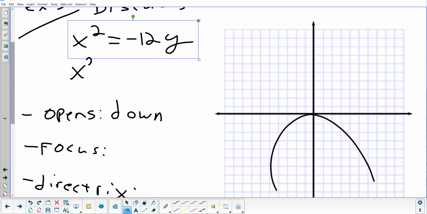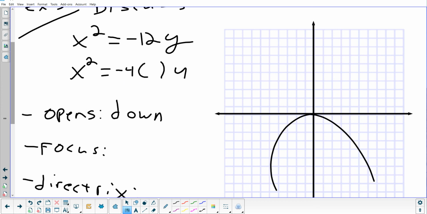It should be x squared, and then what number is always right here? 4, or in this case, it's a negative 4. The negative is never with the a. It's always with the 4, or the negative 4. So that goes there, because a is a distance. So that's 3. So how many units is the focus away from the vertex? It's 3, and it's 3 which way? Down. 1, 2, 3. There's your focus.